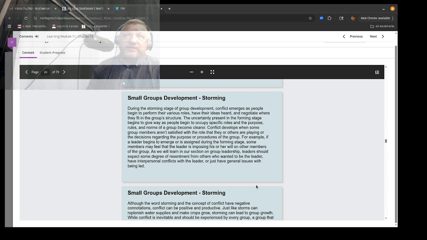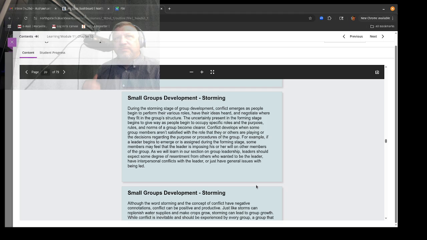Conflict can still develop here, though, as some group members aren't satisfied with the role that they have, or they think others are making too large of decisions or whatever. Those can create conflict, right? If a leader begins to emerge or is assigned during the forming stage, some members might feel that the leader is imposing their will on the group, right?